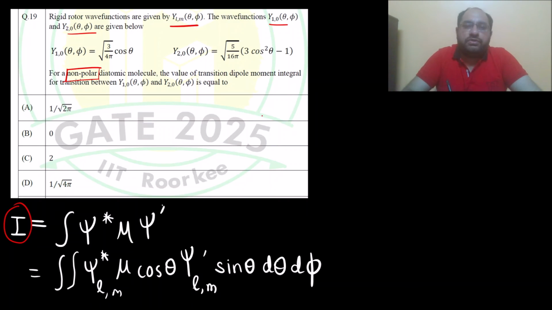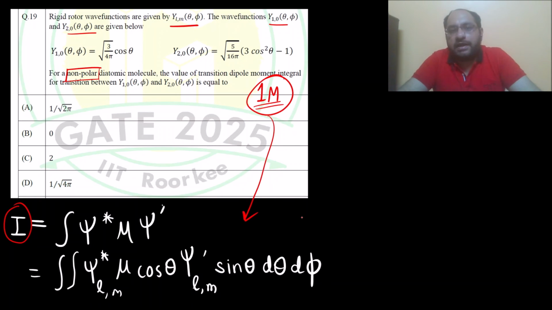The answer is no. This question is for 1 mark. You have to think logically. For 1 mark, no one is going to tell you to solve this. It is a very big integral, and you cannot solve such a big integral, at least for 1 mark it is not possible. So you have to use some logic, that there will be some hint.